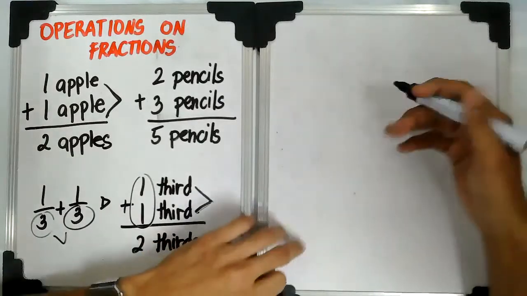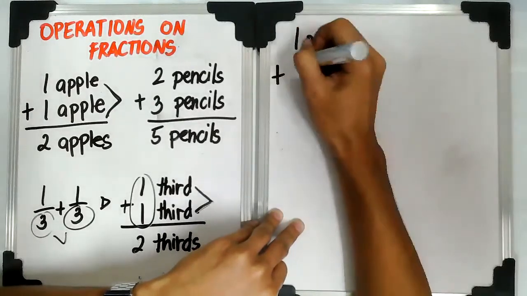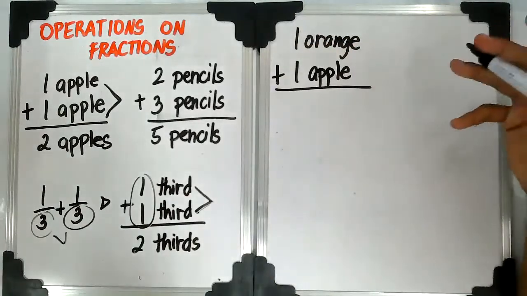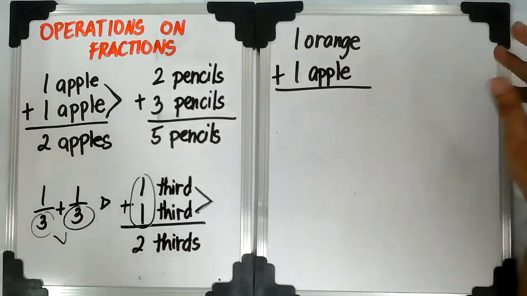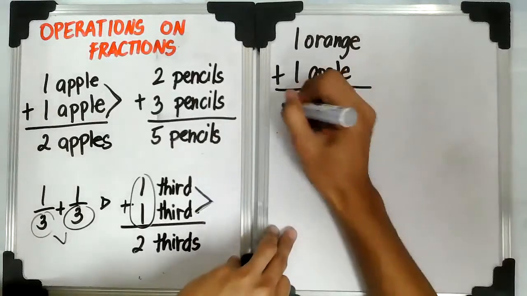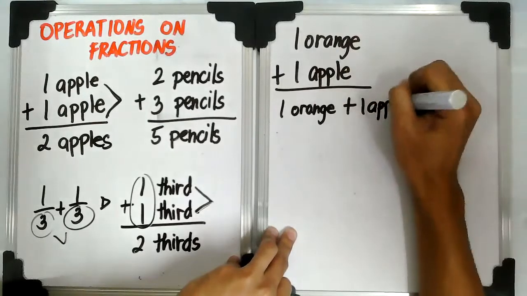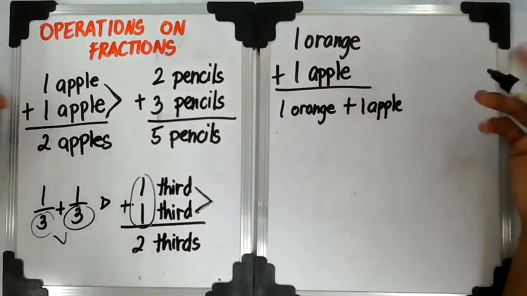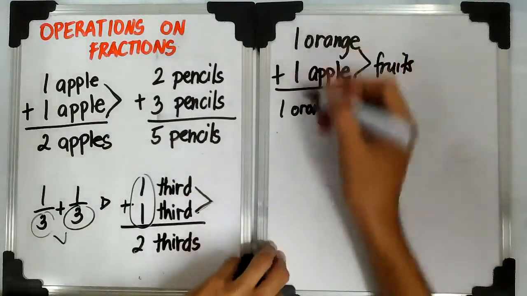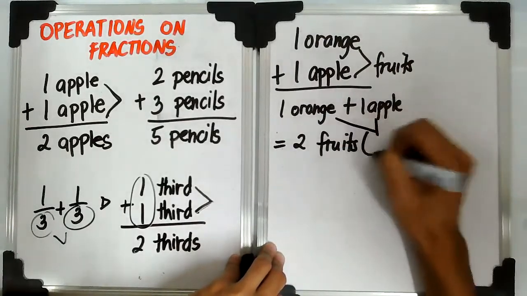What if you're asked to get one orange plus one apple? What will happen to this? Can we say that we have two oranges or we have two apples? In this case, you have to get the common denominator of orange and apple. If you don't get the common denominator, this will just be equal to one orange plus one apple. All right. But if you try to get their common denominator, since orange and apple are both fruits, then you can basically have an answer. Oh, you have two fruits. That is orange and apple.